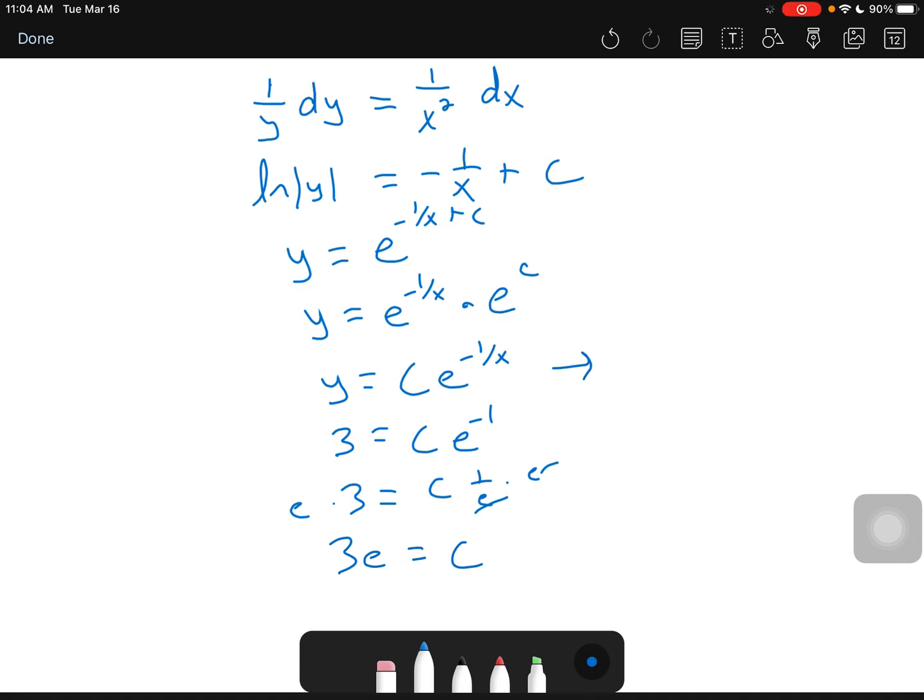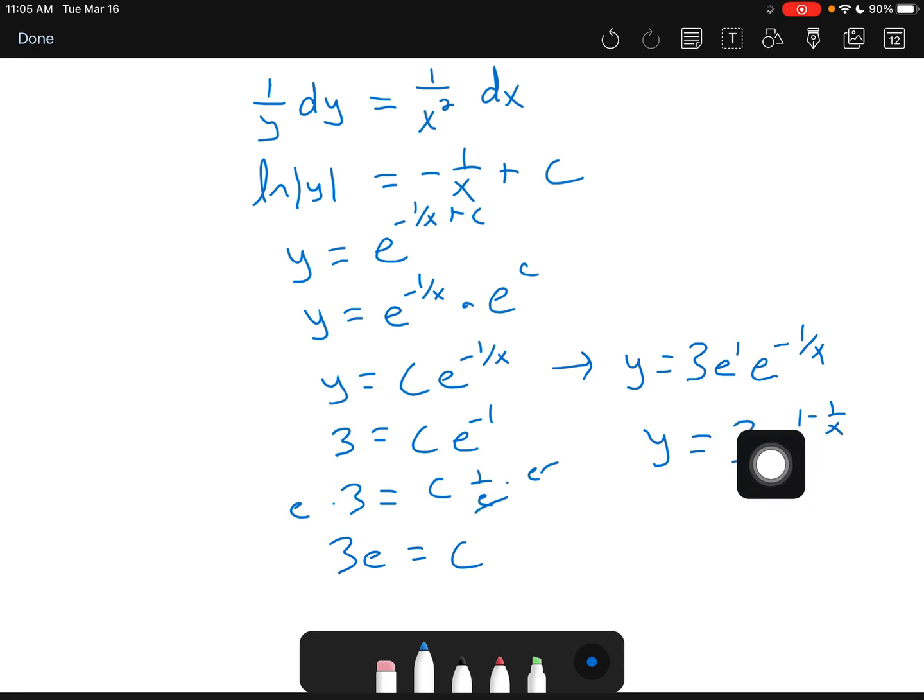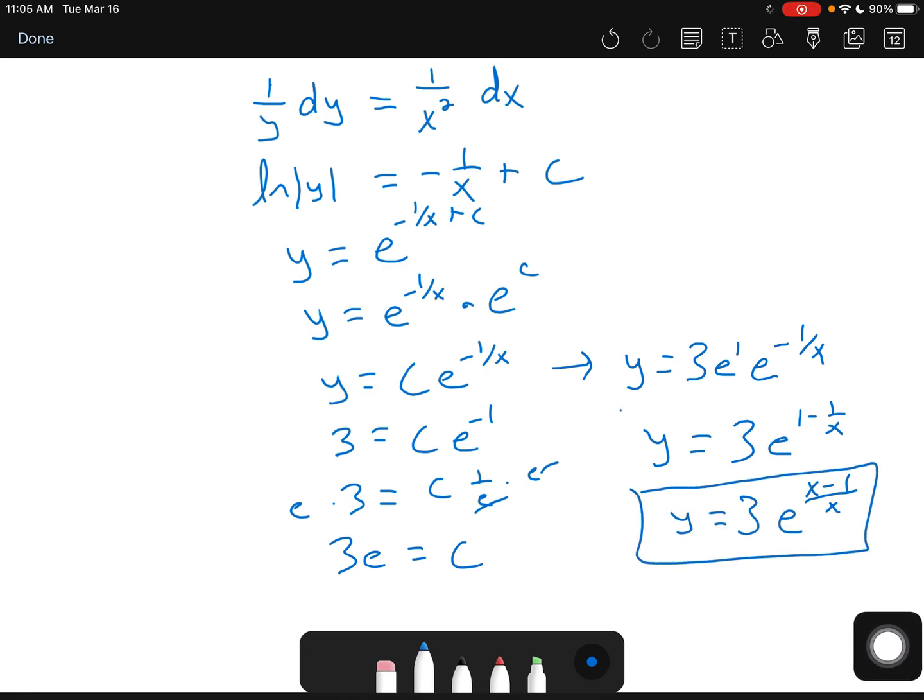And so when I come back here and write my particular solution, I'd have 3e times e to the negative 1 over x. Now that's e to the first, so I have to add these exponents. 1 plus negative 1 over x, which should just be 3e to the 1 minus 1 over x, like that. And that's probably fine. You might see this as a common denominator, like 1 you could call x over x minus 1 over x, so you might see it written as x minus 1 over x. If you think of 1 with a denominator of x, it would be x over x, so it would look like this. Either of these is probably fine.